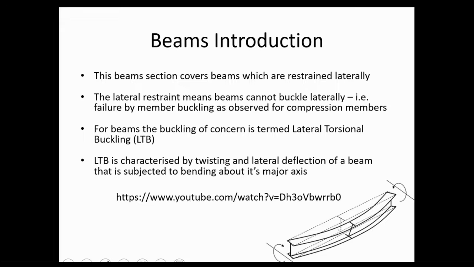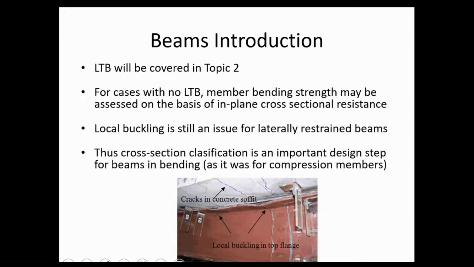We're going to look at that lateral torsional buckling later on. It's characterized by twisting and lateral deflection of a beam that's subject to bending about its major axis. If we don't have lateral torsional buckling, the member strength may be assessed on the basis of in-plane cross-section resistance. So we need to classify the section to see if there's going to be any local buckling happening.